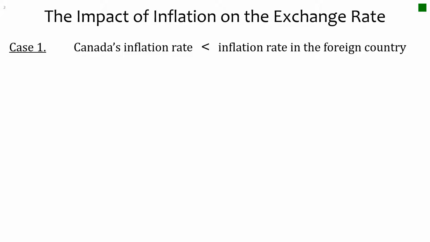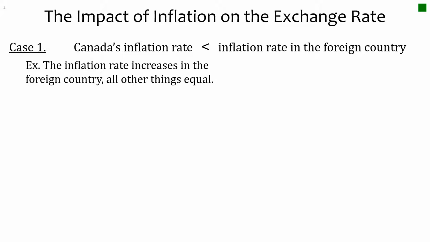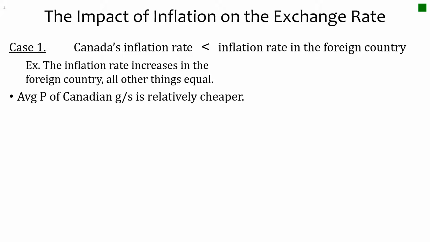Foreign country could be anywhere. We are just comparing Canada to some other foreign country. So for instance, if the inflation rate increases in the foreign country, all other things equal. So that's our ceteris paribus assumption. Or if inflation in Canada decreases compared to before, right? Overall, prices are cheaper in Canada compared to the foreign country relative to before. The average price of Canadian goods and services is relatively cheaper.